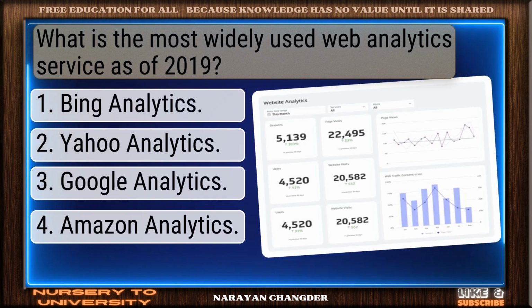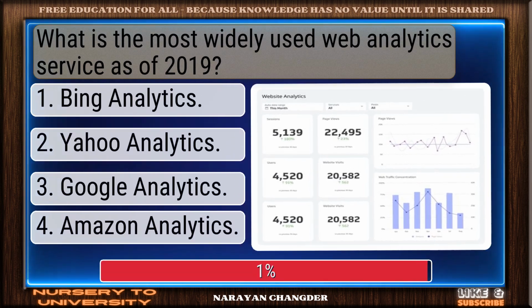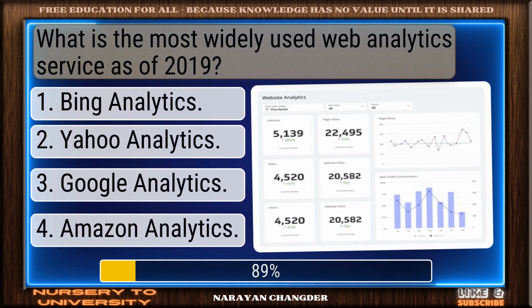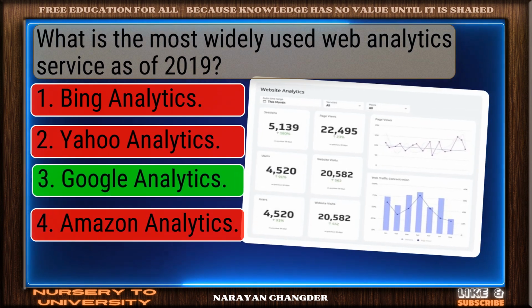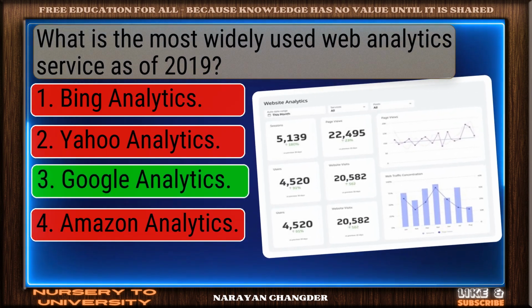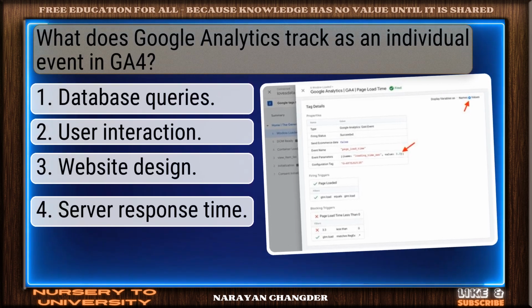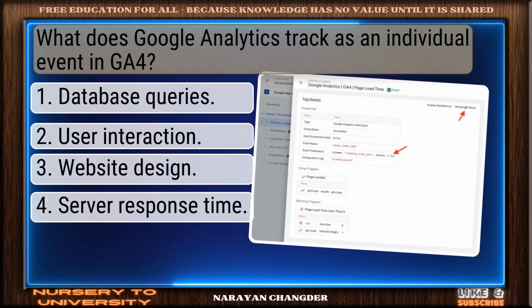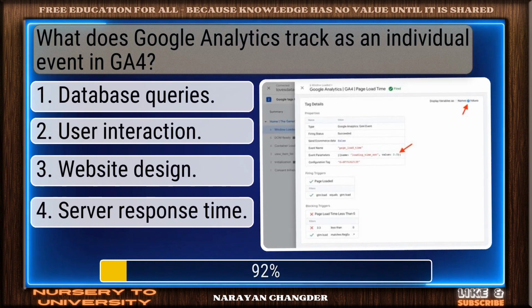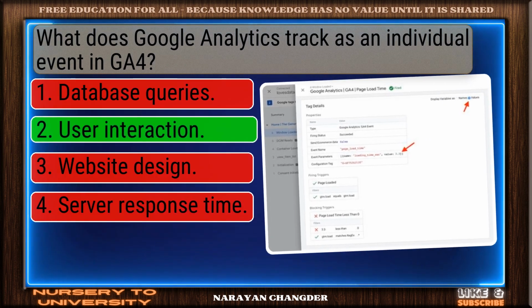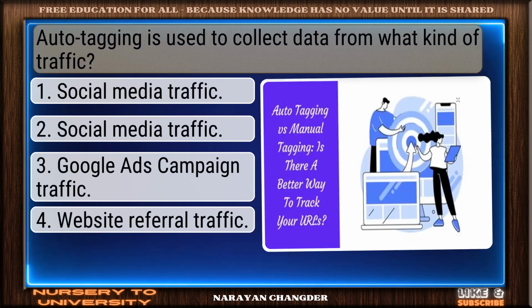What is the most widely used web analytics service as of 2019? You're right. Google Analytics is the correct answer. What does Google Analytics track as an individual event in GA4? Exactly. User interaction makes sense.